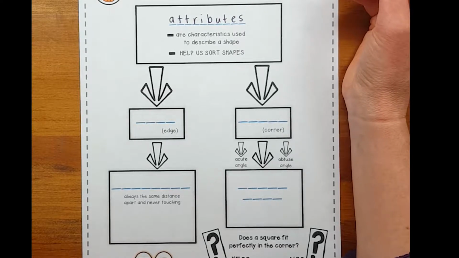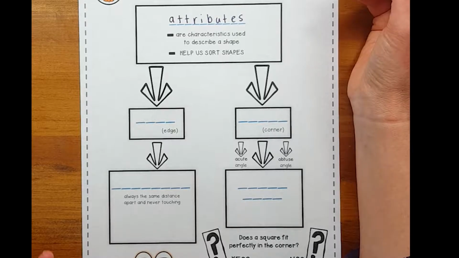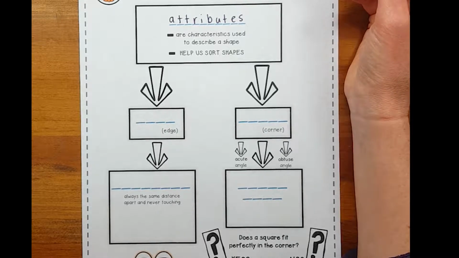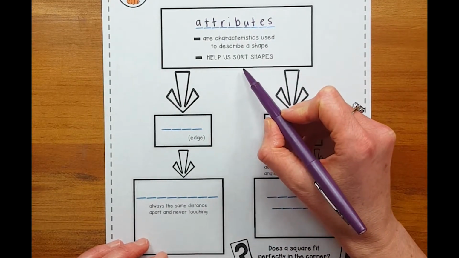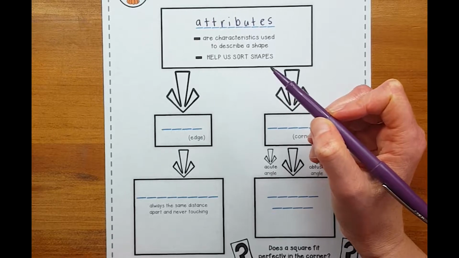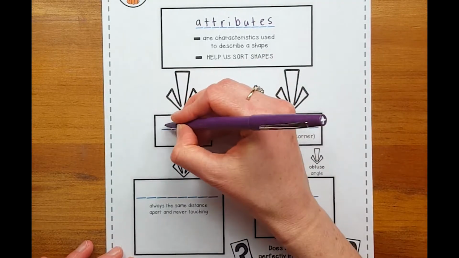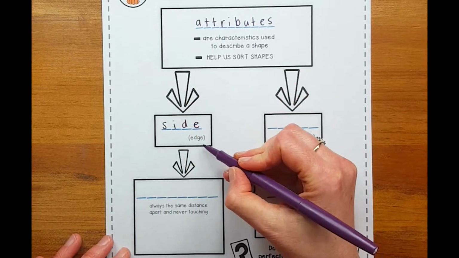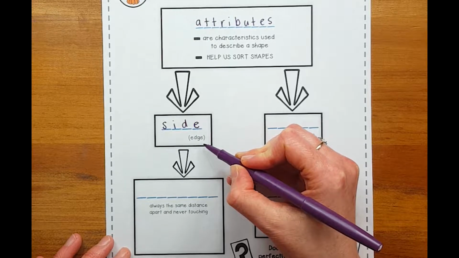So just like we might describe a person by their color of hair or their color of eye or how tall they are, those are all attributes of a person, we can describe a shape using attributes too. Knowing a shape's attributes can help us sort the shapes. So let's think about some attributes we can use to describe a shape. One of them is a shape's side or sides. Another word for side is edge.